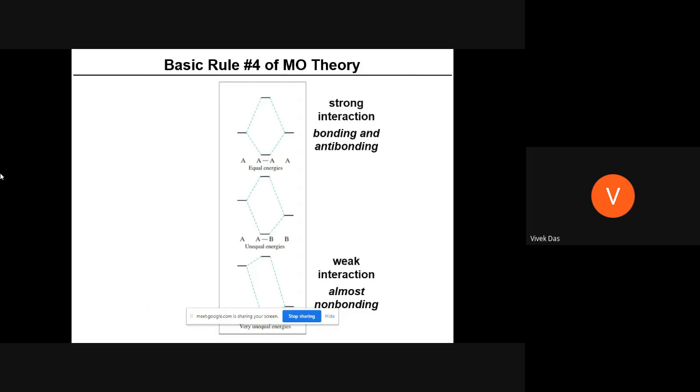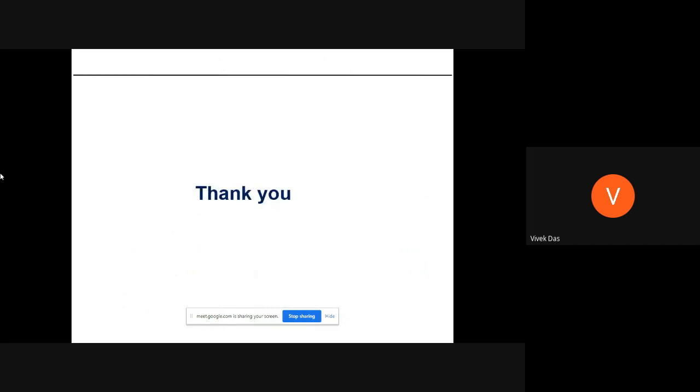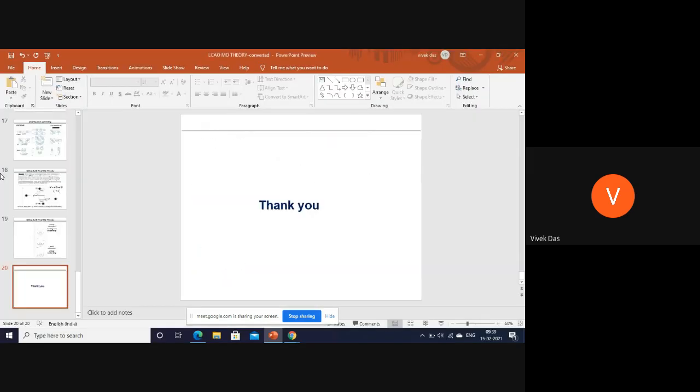That is the case of hydrogen. The second case is the example of carbon monoxide or those kinds of molecules which have unequal atomic orbital energies. And the third one is where the energy difference exceeds 12 to 14 electron volts. Then it's almost non-bonding or weak interaction. So this is the basic idea of MO theory, which I think would be beneficial for this course.